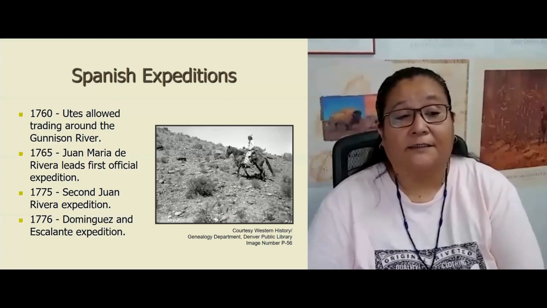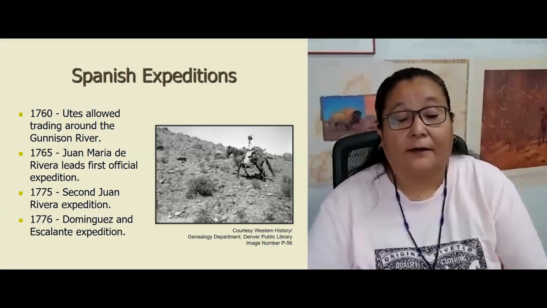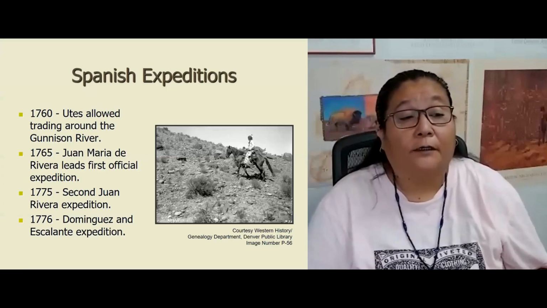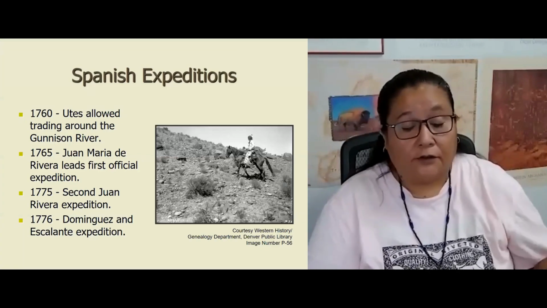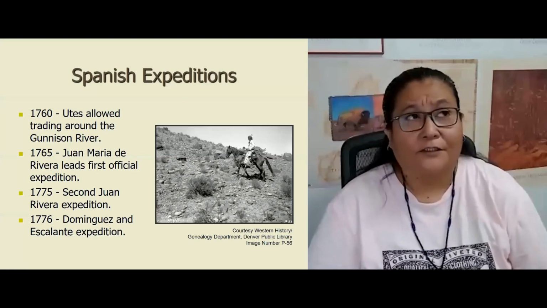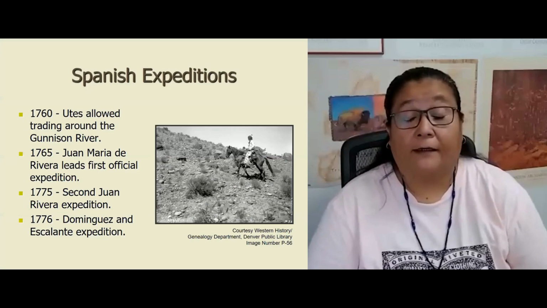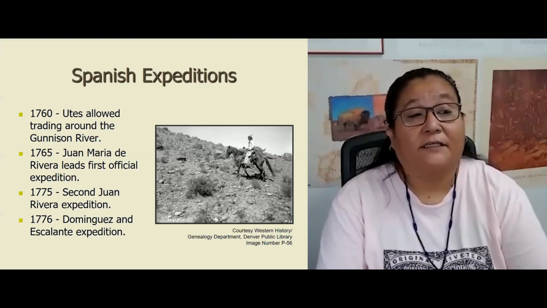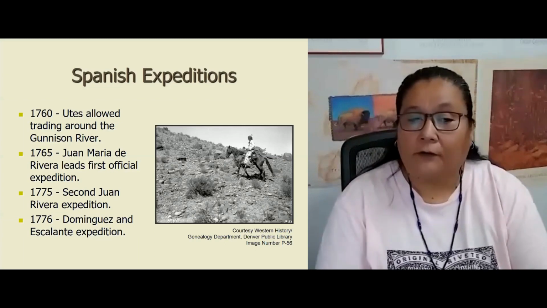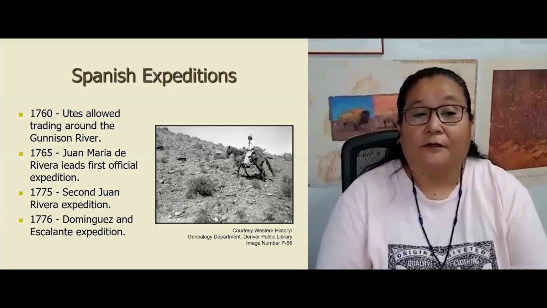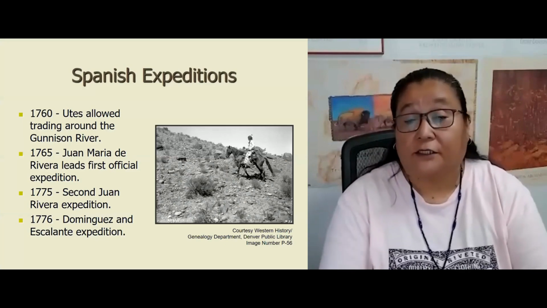So when Dominguez and Escalante were coming into this area, they wanted to find a new route to California. And so the Utes took them to different areas. They ended up going as far as like Salt Lake, and they ended up turning around and going back to Santa Fe. So they actually never succeeded. So when you look on the Colorado maps today, it always says Spanish trails. Those aren't Spanish trails. Those are actually Ute trails.